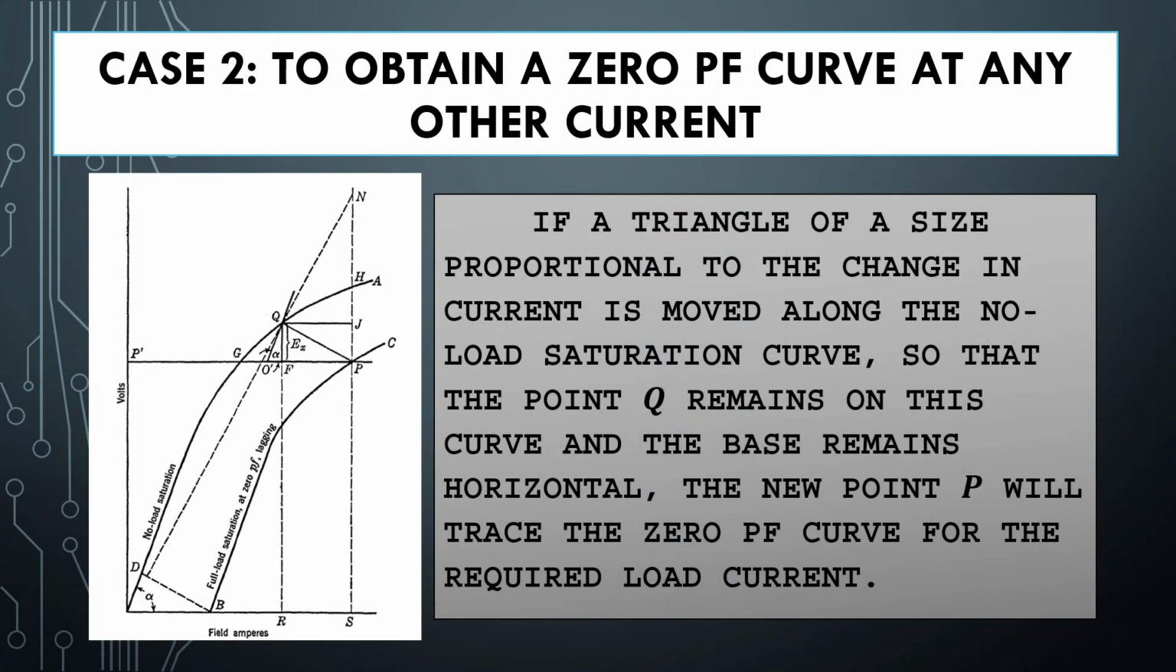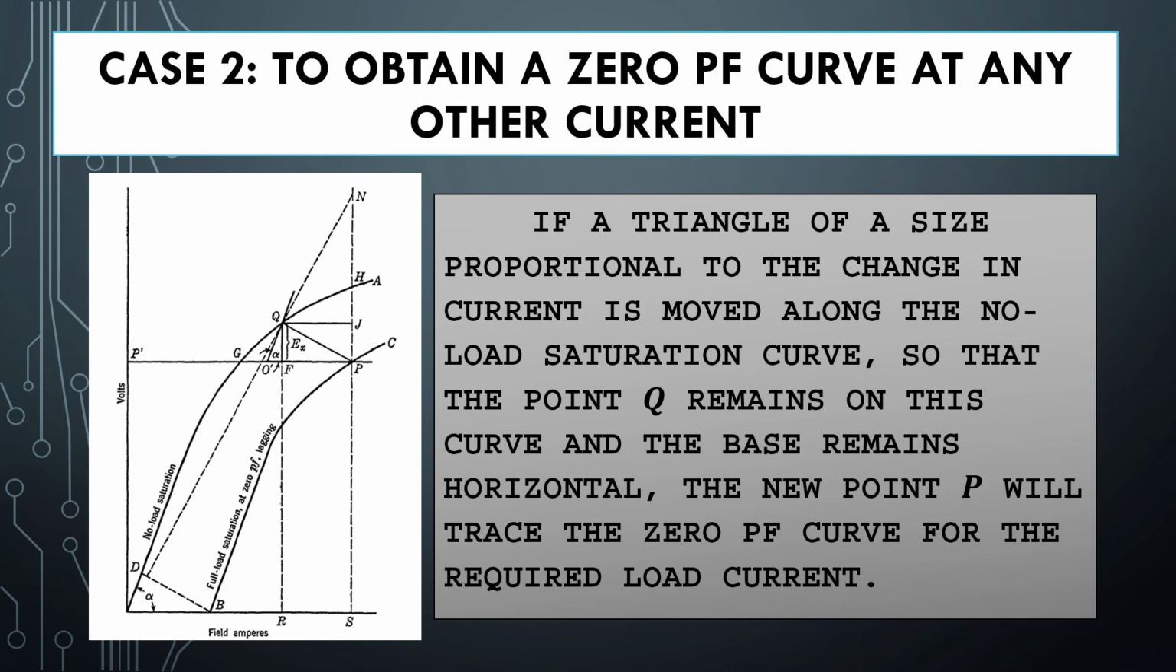For the second case, in order for us to obtain a zero power factor curve at any other current, the following procedure is suggested. By looking at the diagram, we can notice that the altitude of the potier triangle and the base FP are both proportional to the current.